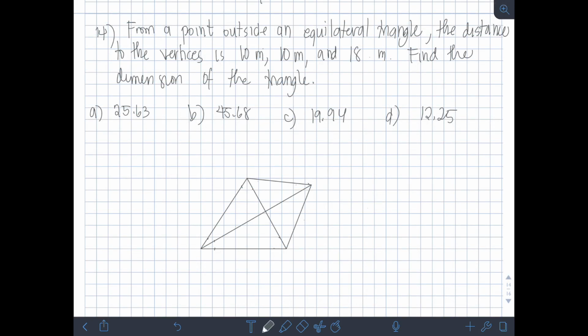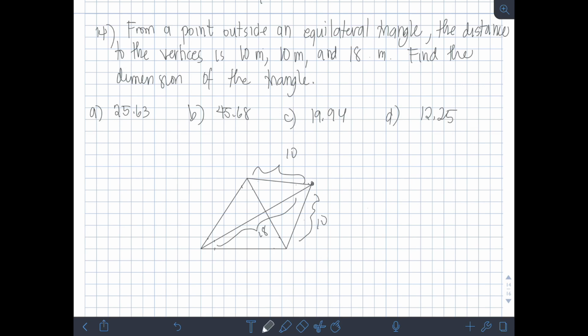Okay? Next, we have, from a point outside an equilateral triangle, the distance to the vertices is 10 meters, 10 meters, and 18 meters. Find the dimensions of the triangle. Okay, so suppose, ito raw yung equilateral triangle natin. Tapos meron daw, point outside the equilateral triangle, let's say itong point na to, yung distance daw doon sa bawat vertices ng equilateral triangle ay, let's say itong distance na to is 10, ito ay 10 din, tapos ito ay 18. Okay? So, ano daw yung dimension ng equilateral triangle?